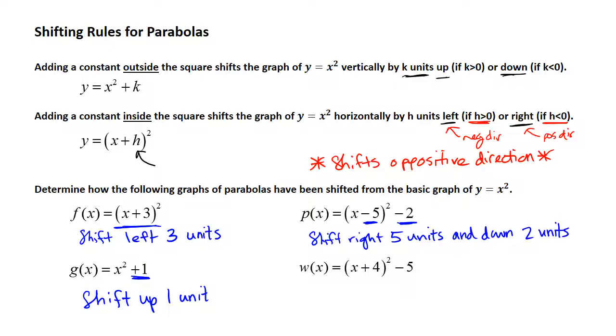So there's two shifts in that graph. W of x has, again, two alterations. We've got a plus 4 that's added up before the square happens and a minus 5 after the square. So an inside and outside movement. Plus 4 on the inside, think opposite direction. Shift left, because left will be in the negative direction. Left 4 units. And then the minus 5 is on the outside. Direct shift, minus means down 5 units.